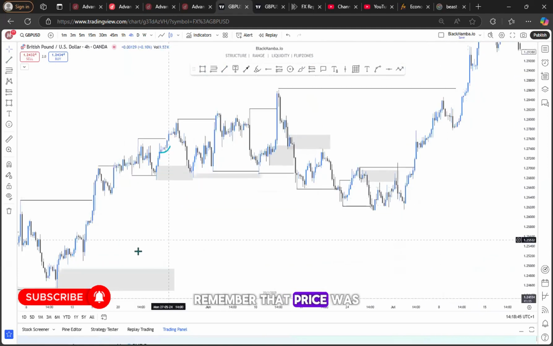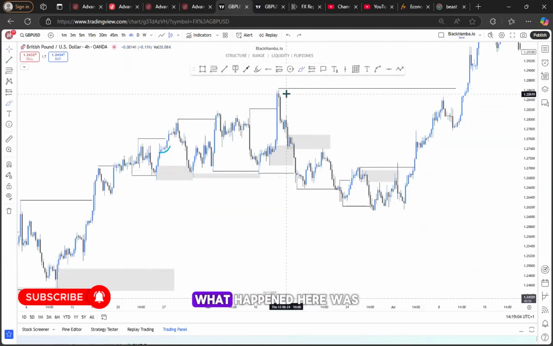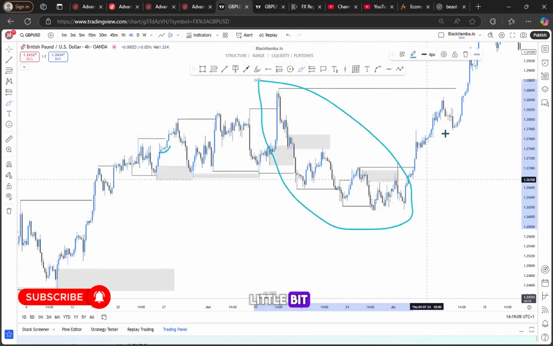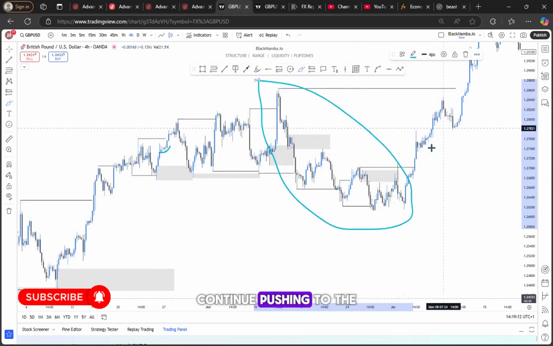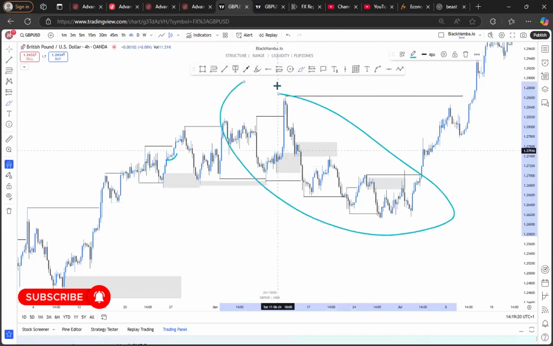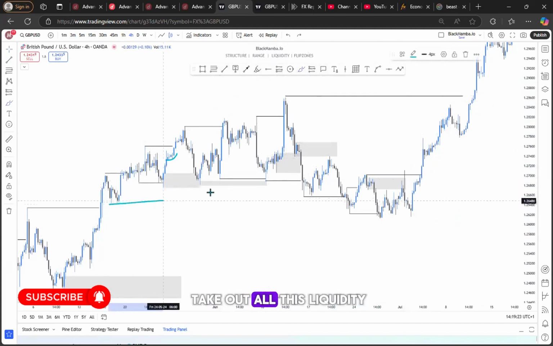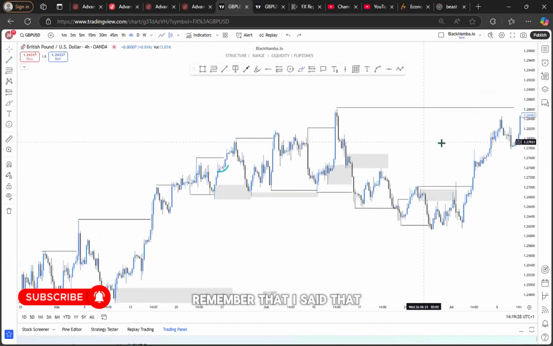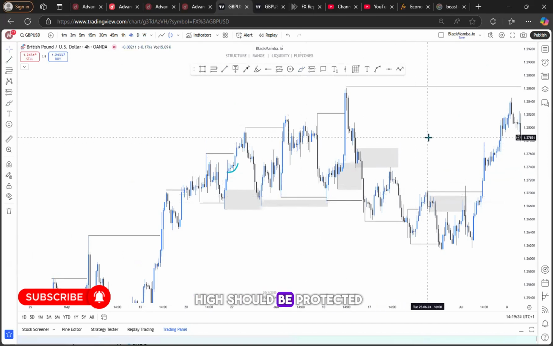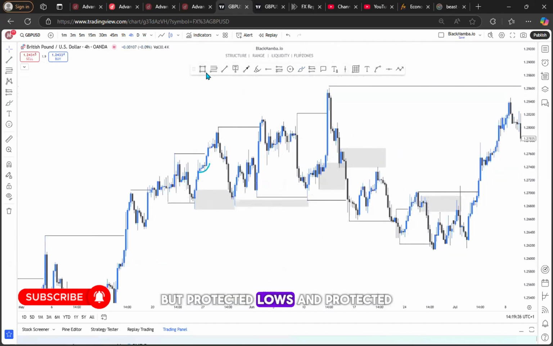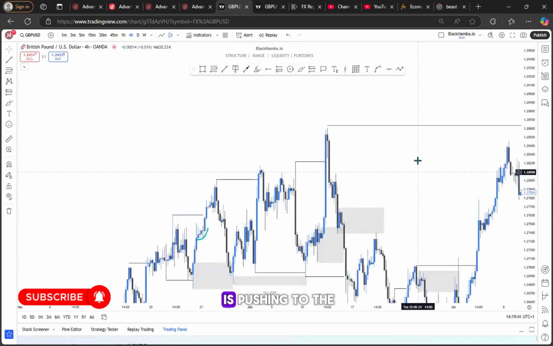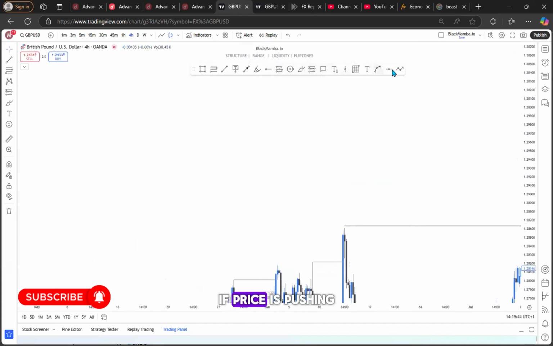Remember that price was pushing to the upside here. What happened here was a retracement for price to cool down a little bit before continuing to push to the upside. Now price is retracing back down like this. Price is coming to take out all this liquidity. Remember that I said that protected lows and protected highs should be protected, but protected lows and protected highs will not be protected forever.